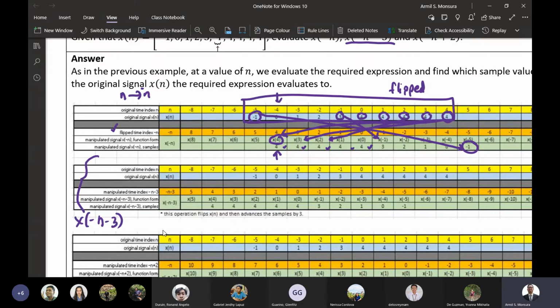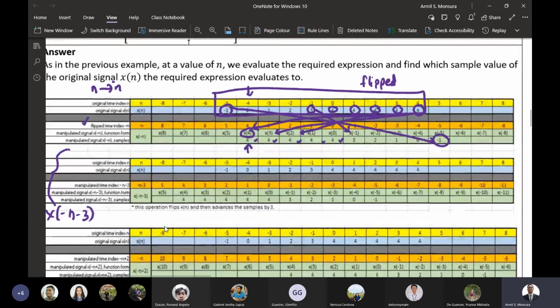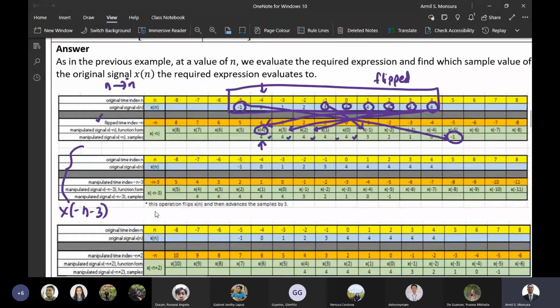Okay. So, again, ang pinakamadaling way to work this around on a table is to produce the manipulated time index. Okay. Produce natin yung manipulated time index by computing yung negative n minus 3 with respect dito sa original n ninyo. Okay. So, if this is negative 8 minus 3, so, this is negative of negative 8 minus 3. So, 5 siya. Tama ba?